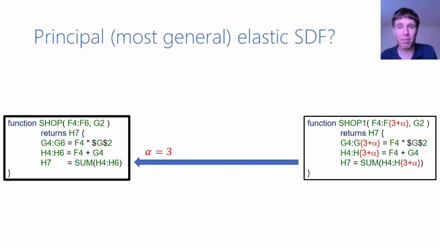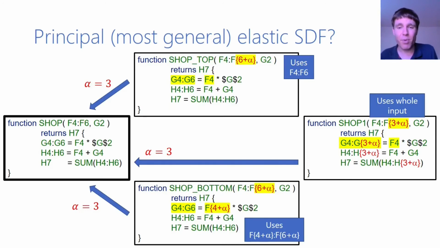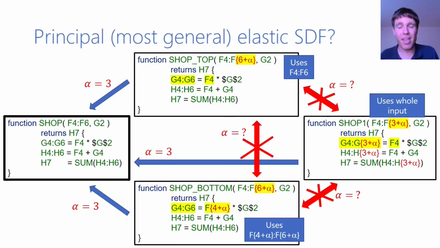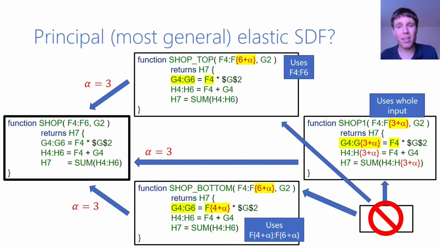Unfortunately, there are several problems that can cause there to be no principal generalization. We'll look at one of them. In addition to SHOP1 that we saw earlier, SHOP has 2 other contrived but well-defined generalizations, one that uses only the first 3 items of the input and one that uses only the last 3. None of these generalizations can be converted to any of the others by substituting for alpha, and since they can all give different answers on the same input, it should be intuitively clear there isn't a principal generalization that's more general than all 3. The user probably wants SHOP1, but we have to formalize that somehow.